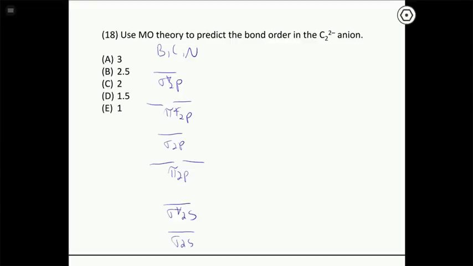So there's a total of 8 atomic orbitals. There's a 2s orbital. There's 3 2p orbitals from each atom. 8 orbitals overlap to form 8 molecular orbitals. 1, 2, 3, 4, 5, 6, 7, 8.